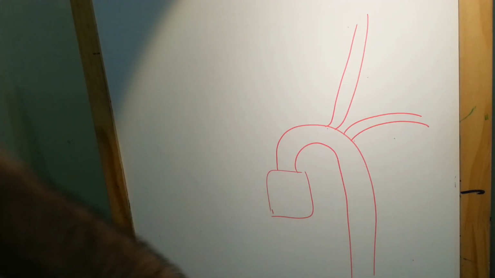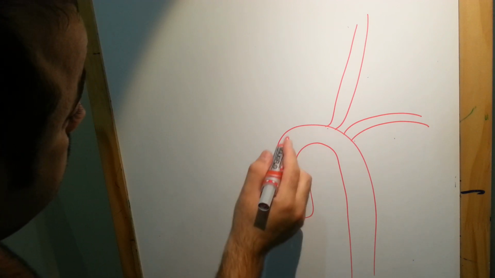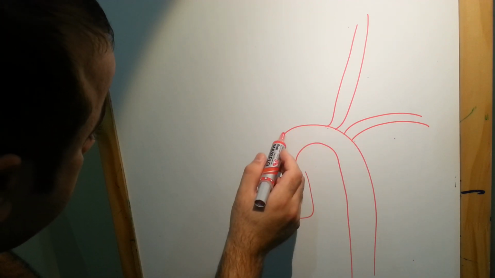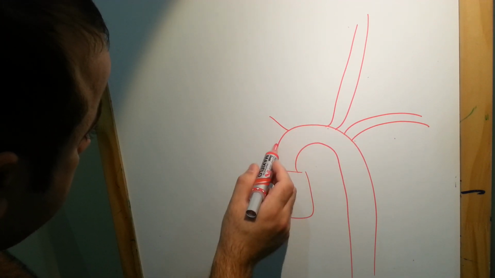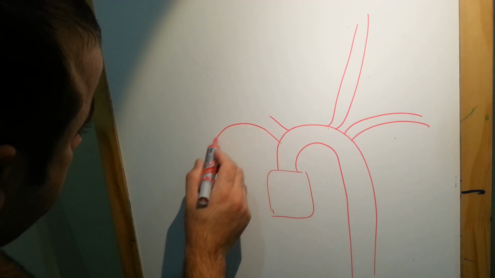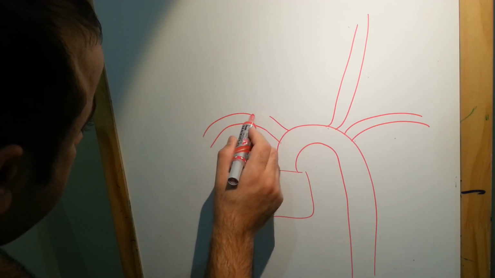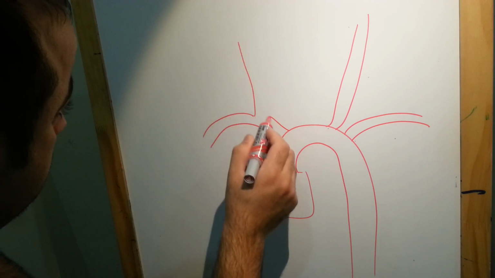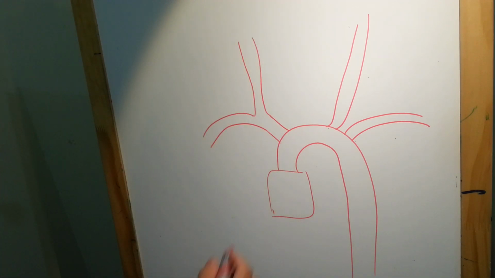And on the right side, we have a small difference here, that they are fused together. In the beginning, they go together like this. Then we have the right subclavian, then we have the right common carotid. This part is called the brachiocephalic trunk.